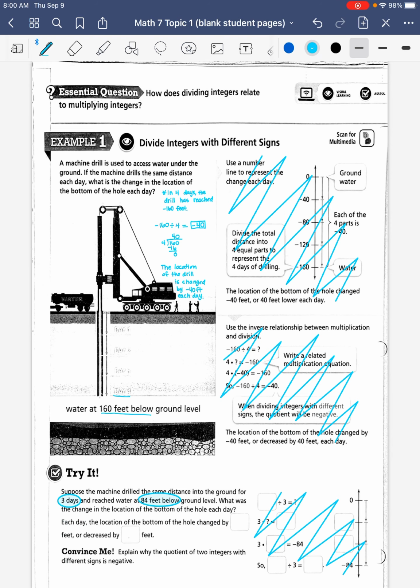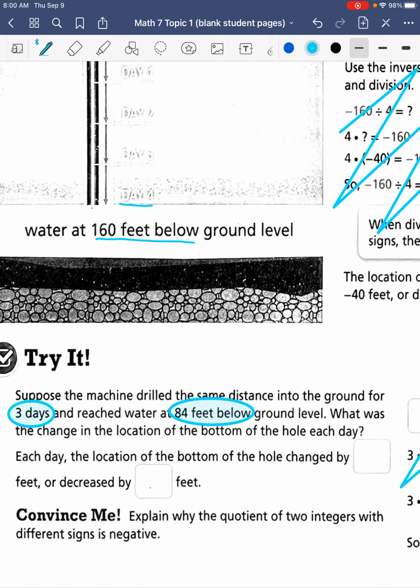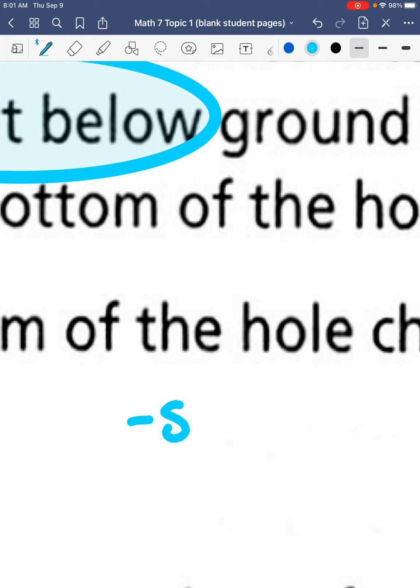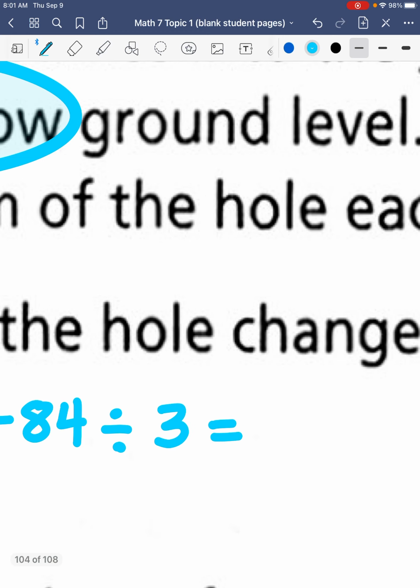Okay, let's move on to this try it right here. Suppose the machine drilled the same distance into the ground for 3 days and reached water at 84 feet below ground level. What was the change in the location of the bottom of the hole each day? So we know 84 feet below. We can represent with negative 84, right? And they got there in 3 days, so negative 84 divided by 3. Now, we know right here that our answer needs to be negative because our signs are different, right?